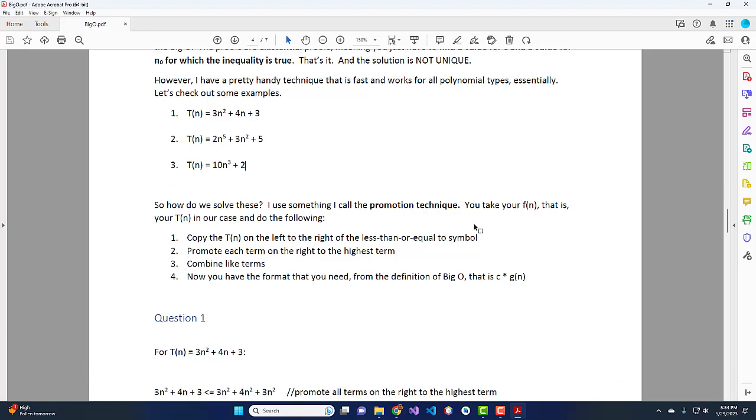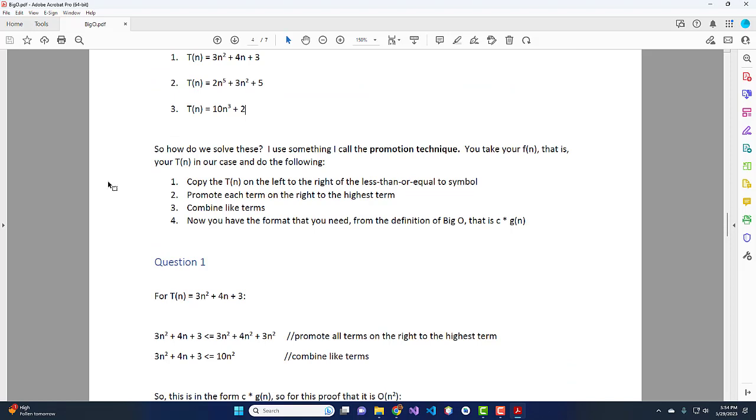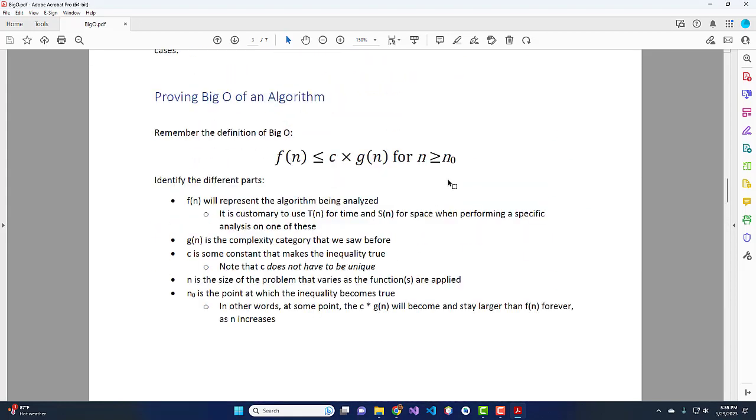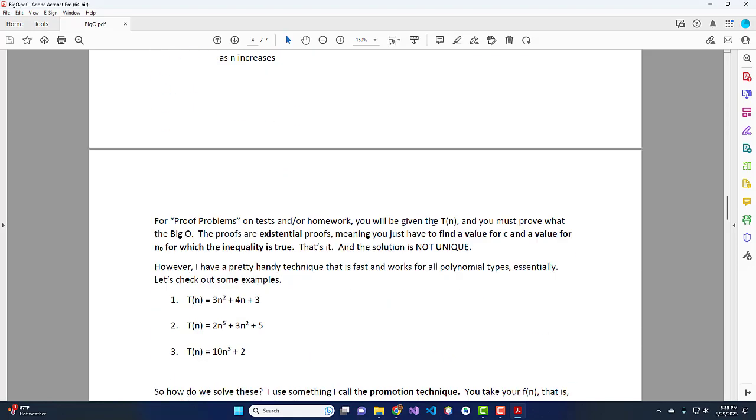My promotion technique, no pun intended, is to copy the T of n on the left and the right side of a less than or equal to inequality, because what I'm trying to do is get it in this form. The T of n is just going to be on this side. You don't change that. But I want to manipulate something on this side so that for all values of n greater than a certain point, this c times g of n is the format that I get on this side. In other words, it's going to be some sort of constant times a function that is used with the big O.